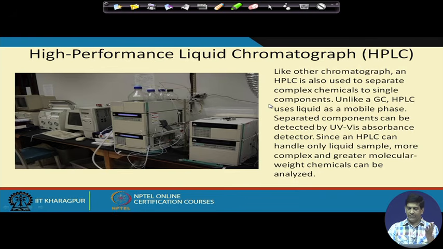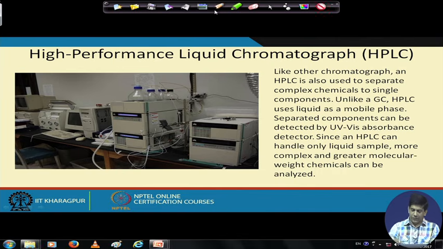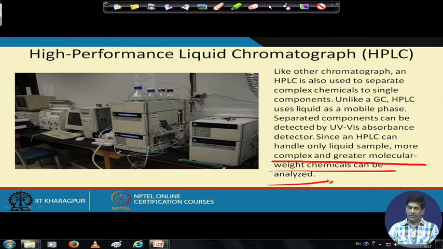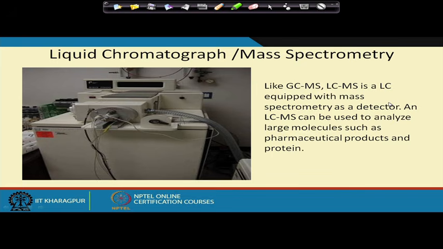Then next is HPLC, which is another chromatograph. HPLC is usually used for more complex compounds with greater molecular weight. Here, unlike GC, it uses liquid as the mobile phase. Again, I will not go into great detail about these different instruments. If you are interested in a particular instrument, you can give me a call and we can talk about it, but I would encourage you to take an instrument analysis course, and I'm pretty sure there should be one out there.